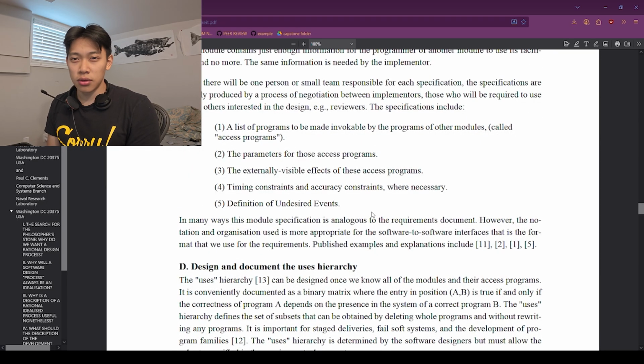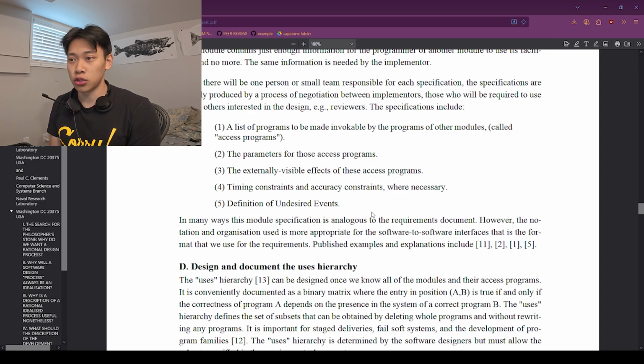While there will be one person or small team responsible for each specification, the specifications are actually produced by a process of negotiation between implementers, those who will be required to use it, and others interested in the design, for example, reviewers. The specifications include a list of programs to be made invocable.